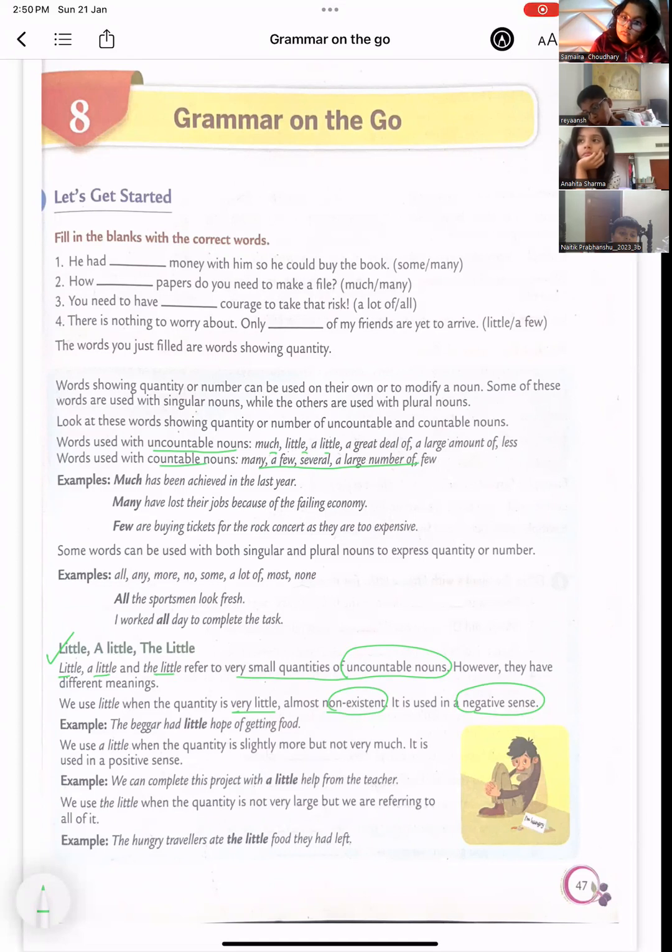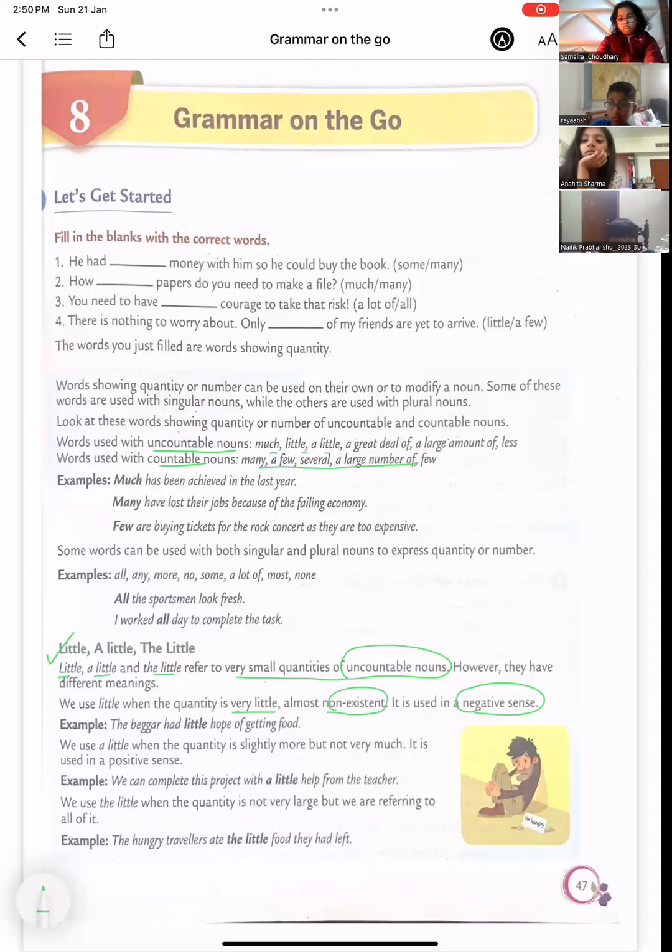Now, next is a little. A little means that there is actually a positive hope that someone is going to win. A little hope, okay? We use a little when the quantity is slightly more, but not very much. When you have a little more than what you had, it is also used in a positive sense. We can complete this project with a little help from the teacher. A little, okay?